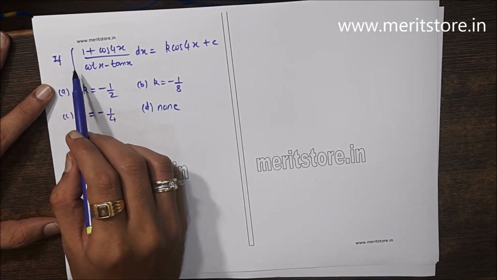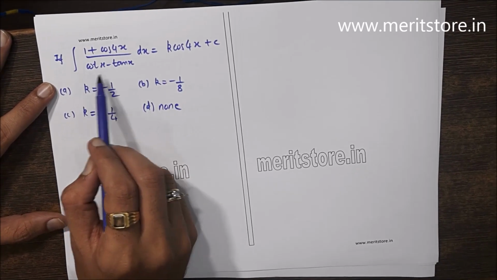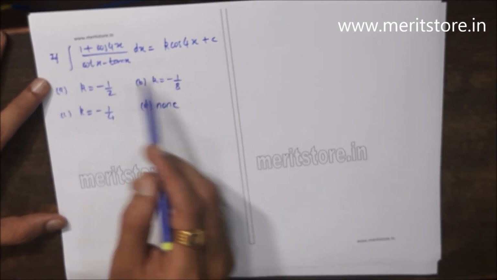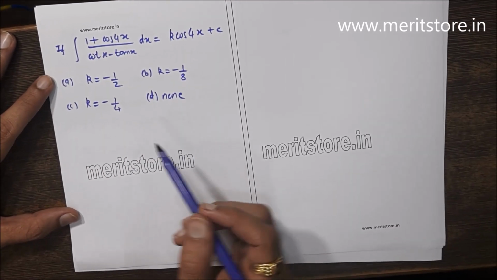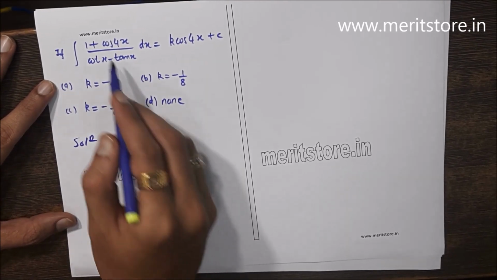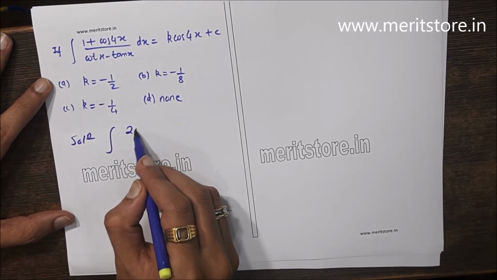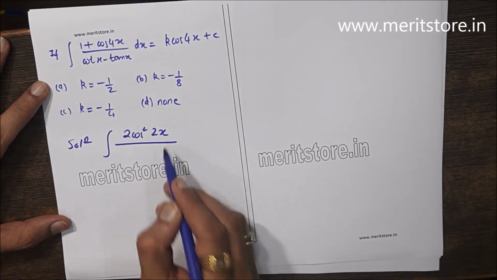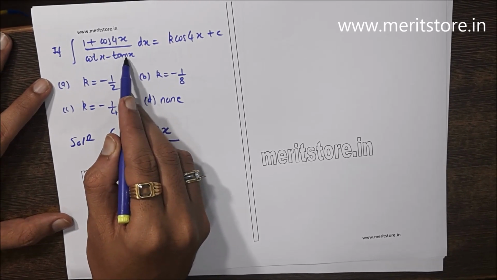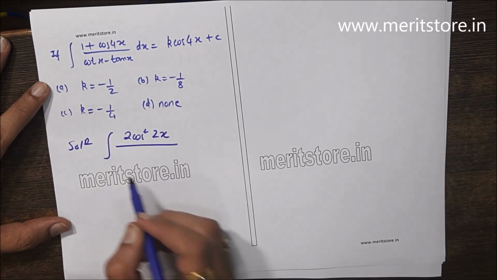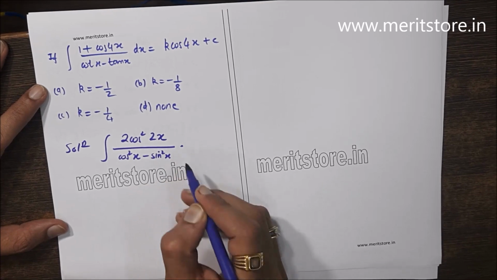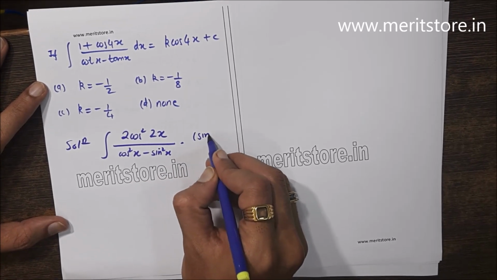If integral of 1 plus cos 4x upon cot x minus tan x is equal to k cos 4x plus c, then we have to find the value of k. This one will be using the half angle formulas. 1 plus cos 4x will be written as 2 cos square 2x. Writing cot x as cos x upon sin x and tan x as sin x upon cos x, what we'll get is cos square x minus sin square x into sin x cos x.